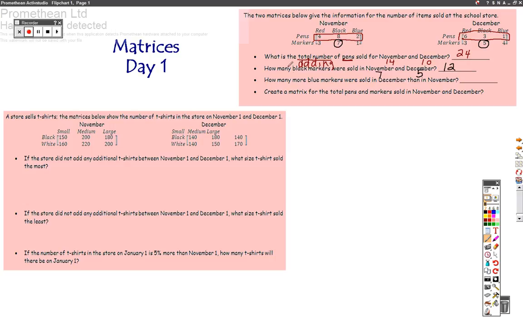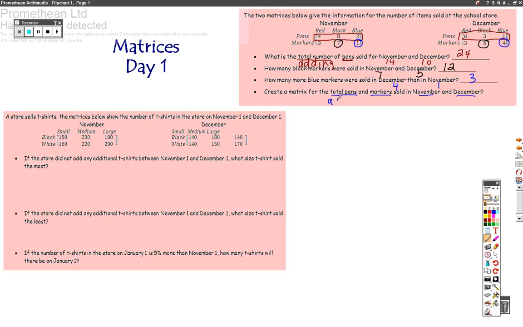In the last one, I'm looking at how many more blue markers were sold in December than in November. So blue markers in December is 4, and in November, 1. So how many more is that? It's 3 more.